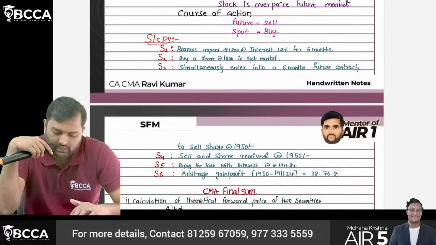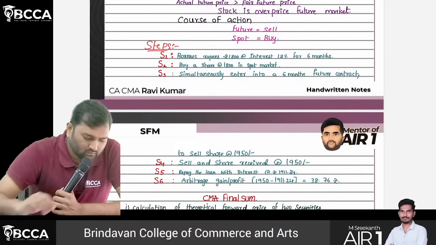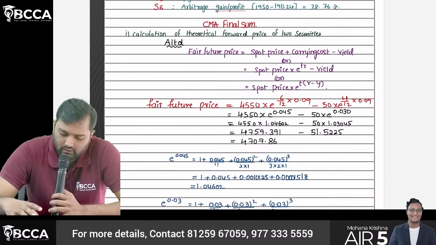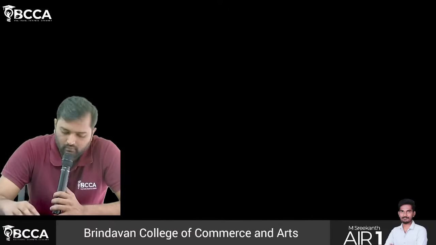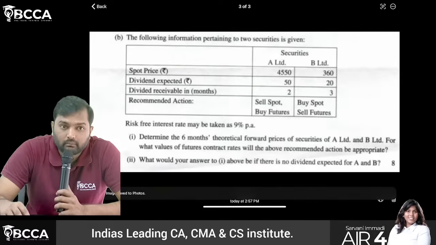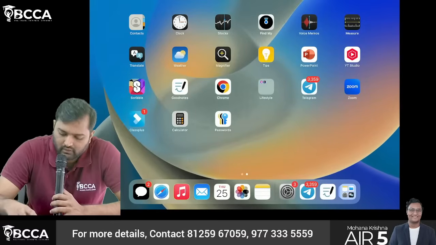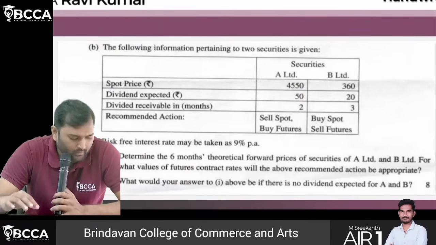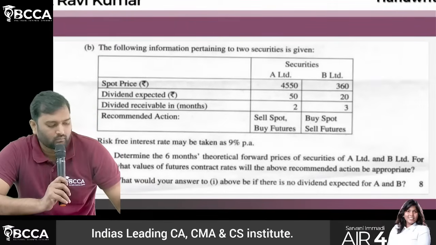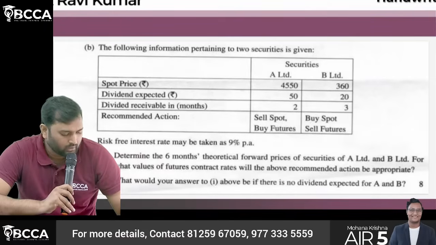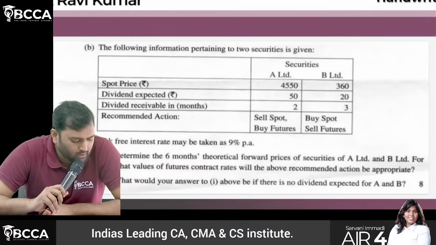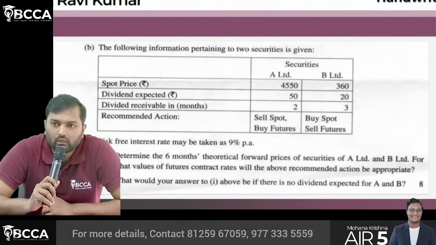So this is the question, the arbitrage process. See the next question. This question is for practice, a past examination question. You have to practice this. Fair future price and arbitrage. In both the cases, Madhukumar, arbitrage opportunity will exist when overvalued and undervalued. If you see this question, you will understand the concept.